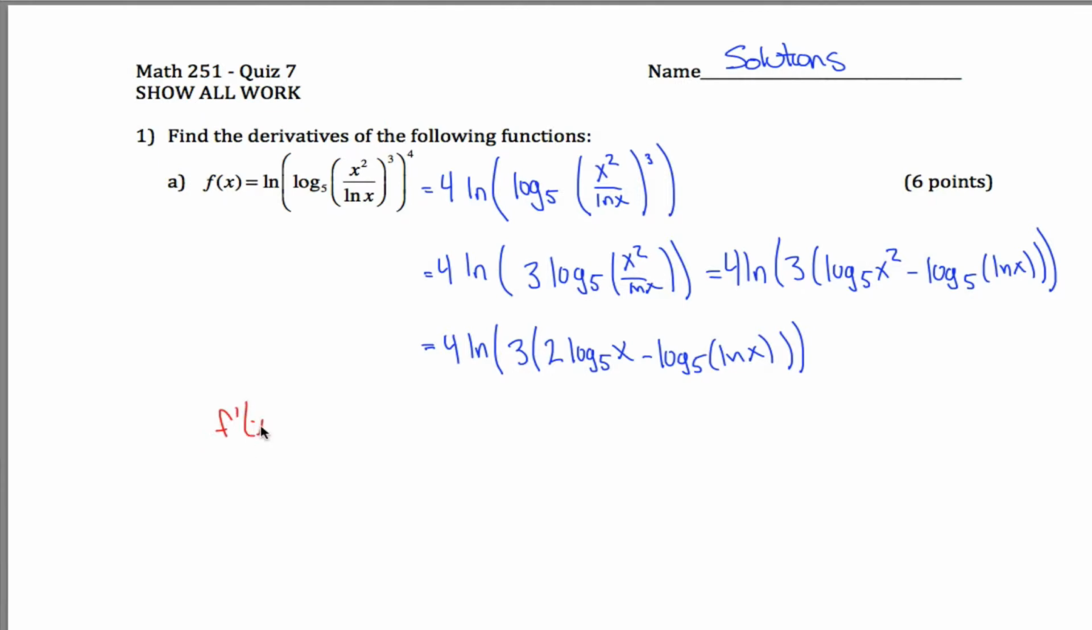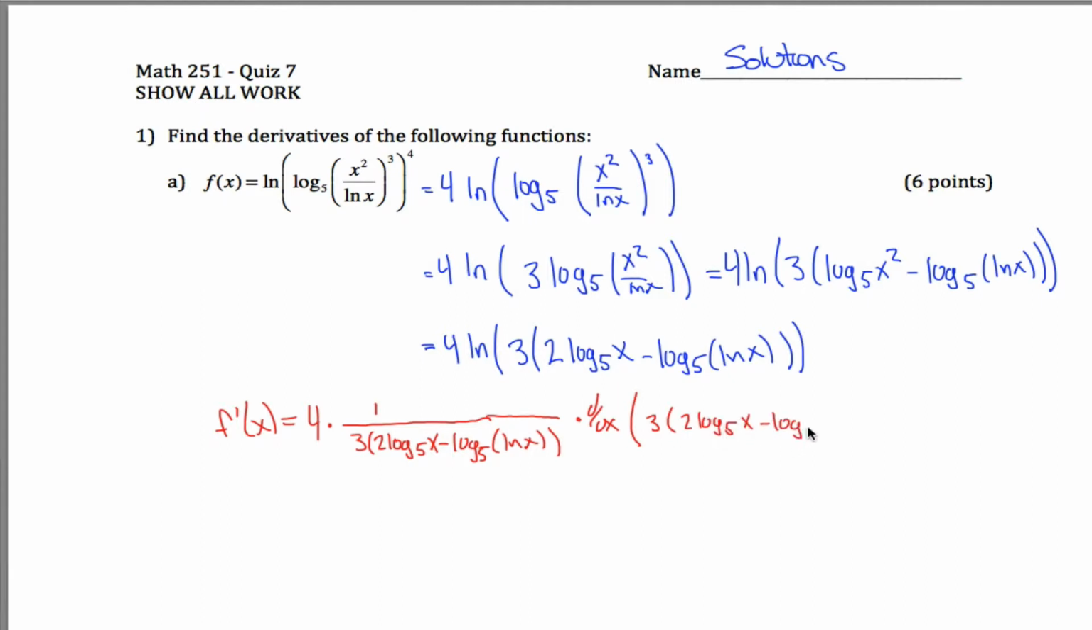F prime of x. Well, it's a constant times some function, so just leave that 4 alone and multiply that by the derivative of some huge mess. Well, this mess is the natural log of stuff. The derivative of natural log of stuff is 1 divided by that stuff. In this case, the stuff is 3 times 2 log base 5 of x minus log base 5 of the natural log of x, times the derivative of all that stuff. And again, that stuff was 3 times 2 log base 5 of x minus log base 5 of the natural log of x.